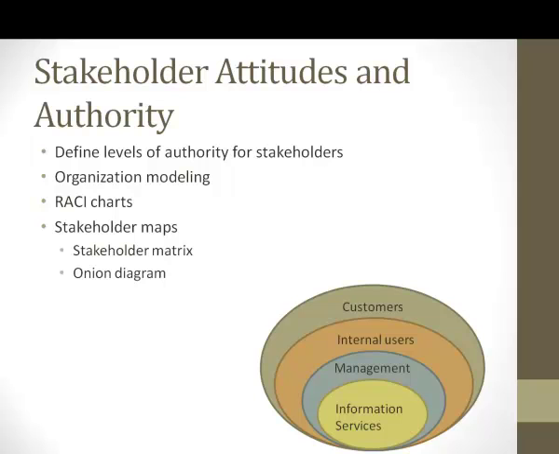Or you could create an onion diagram, and that's what we're looking at on this slide, where the closer you are, the smaller the circle you are, you have influence on all of the other circles. So information services in this example affects management, internal users, and customers. Management in this example affects the internal users and the customers. And then internal users, they only affect customers. So it's just a way of seeing your most important or your key stakeholders and their influence over the requirements.